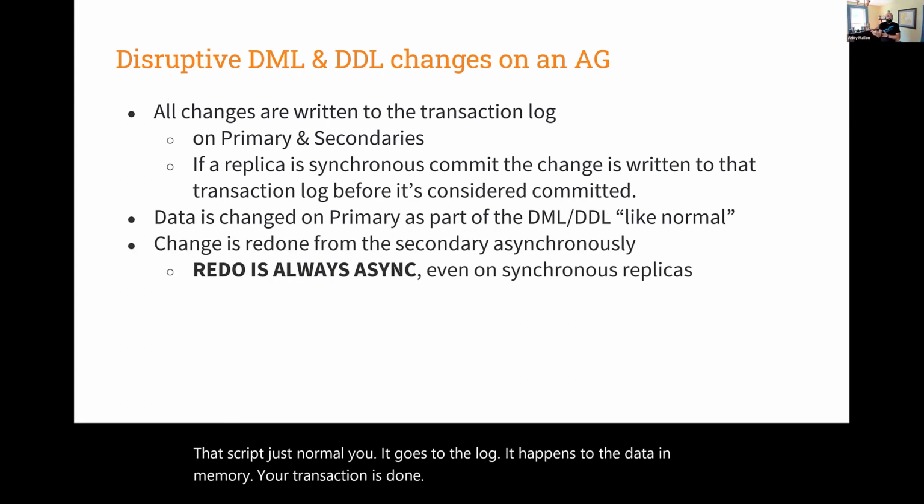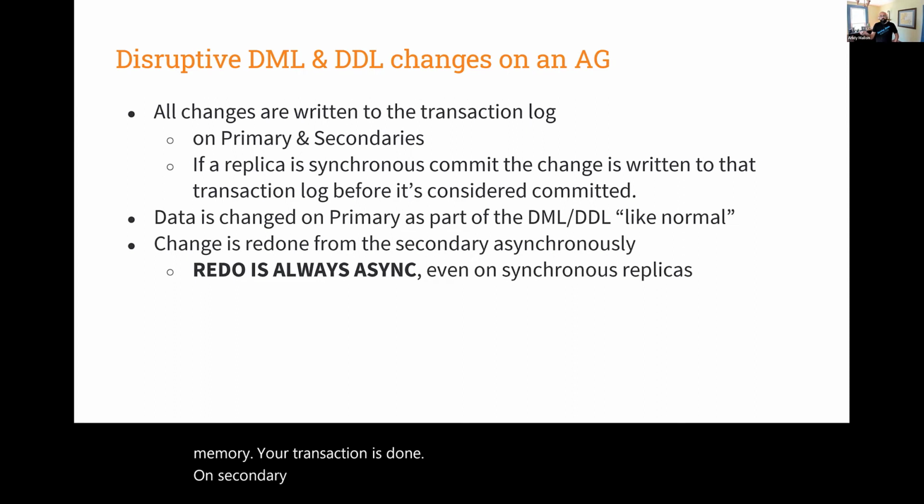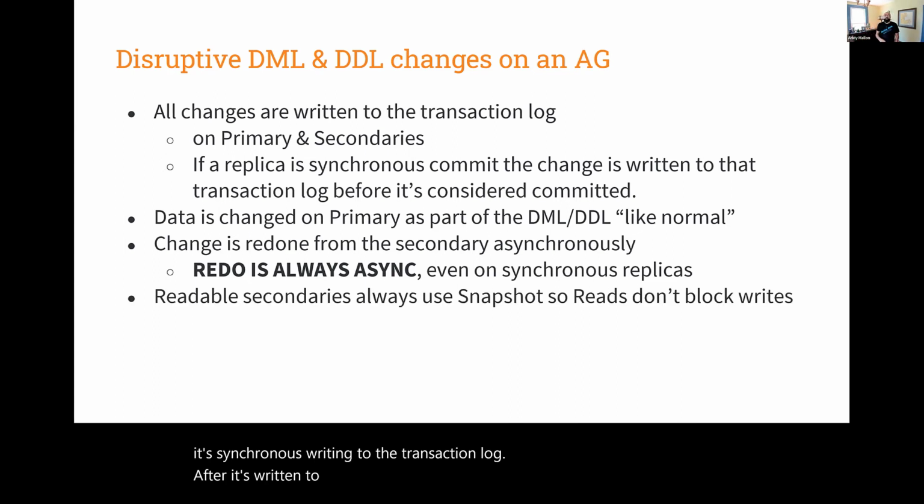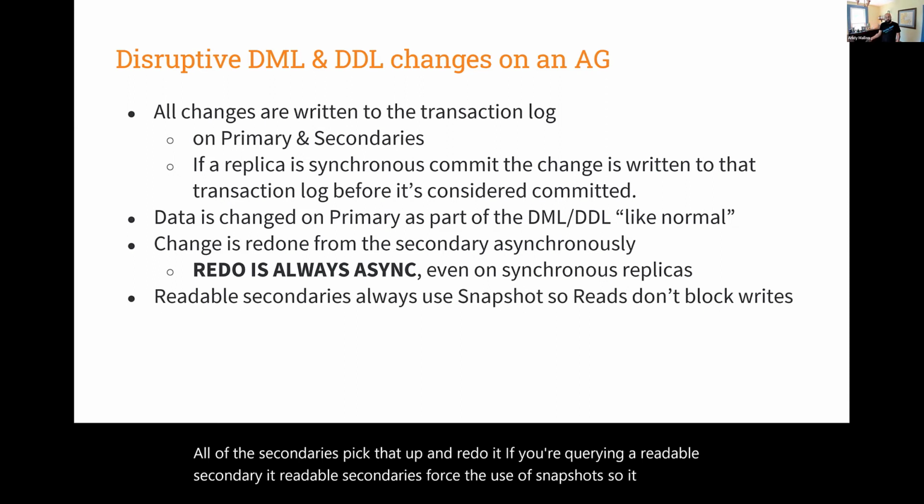On secondary, the redo part is always done asynchronously, even if you're using synchronous replicas. It's not synchronous change happening on both, it's synchronous writing to the transaction log. After it's written to the transaction log, all of the secondaries pick that up and redo it. If you're querying a readable secondary, readable secondaries force the use of snapshots so that reads don't block writes.